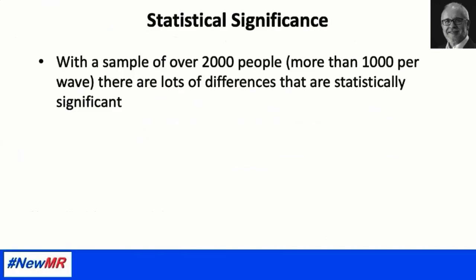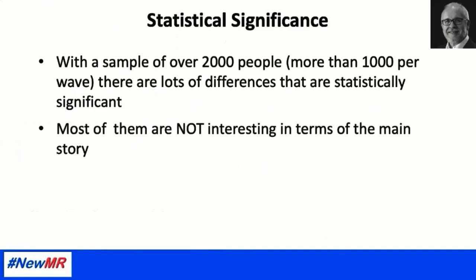I've not talked about statistical significance. There's a really good reason for that. The sample, 2,000 people, 1,000 in the first wave, 1,000 in the second wave. There are lots of differences that are statistically significant, but I want substantial differences. I don't just want statistical significance. I want things that are interesting. Most things which are statistically significant but small are not interesting. They are not part of the story.